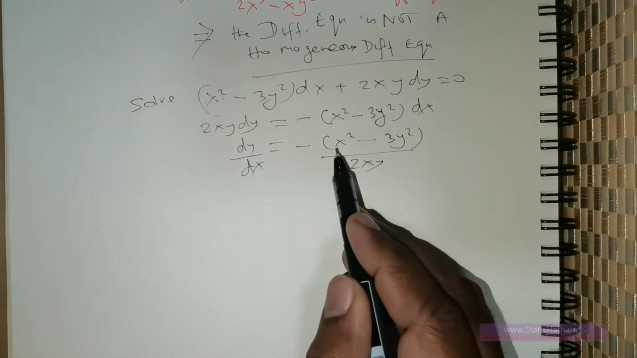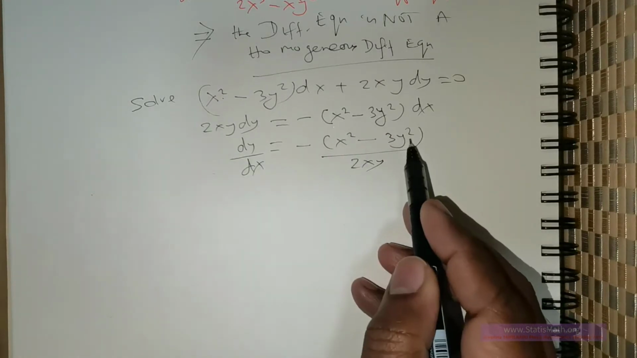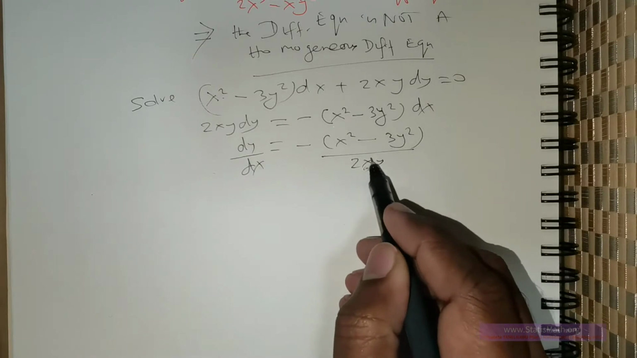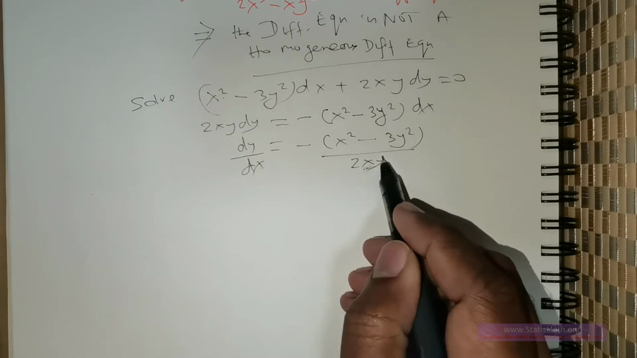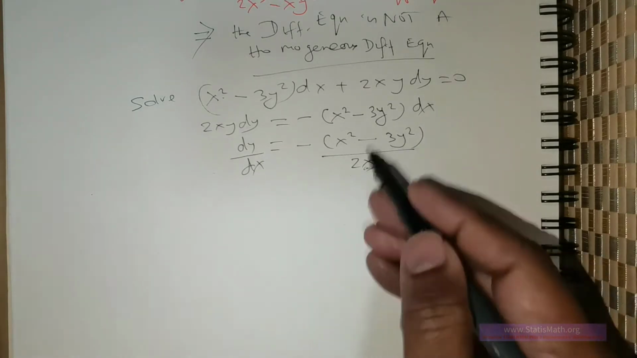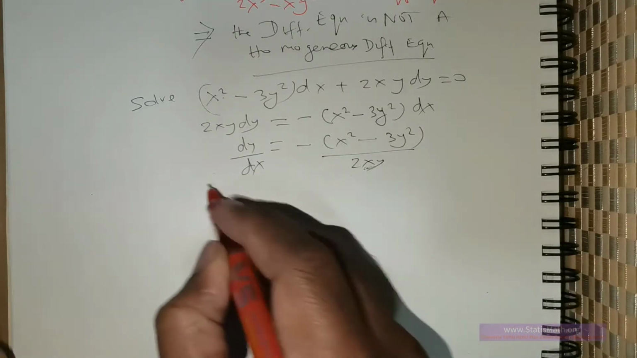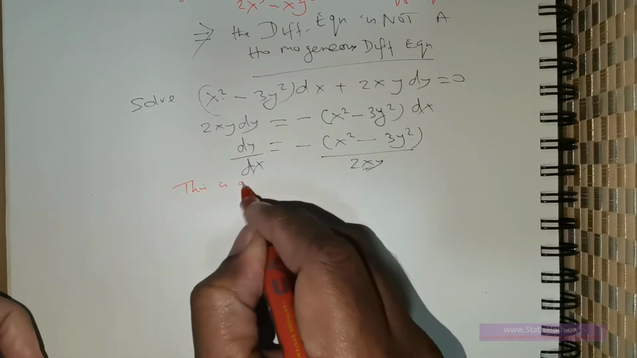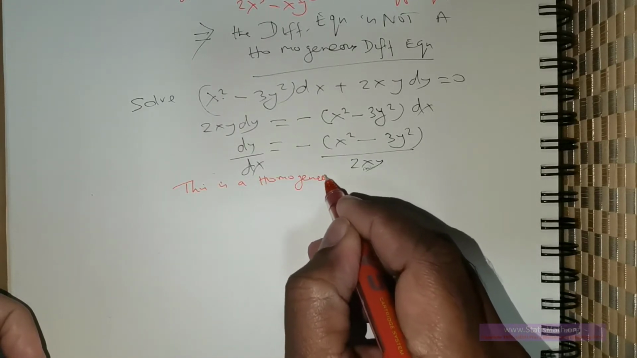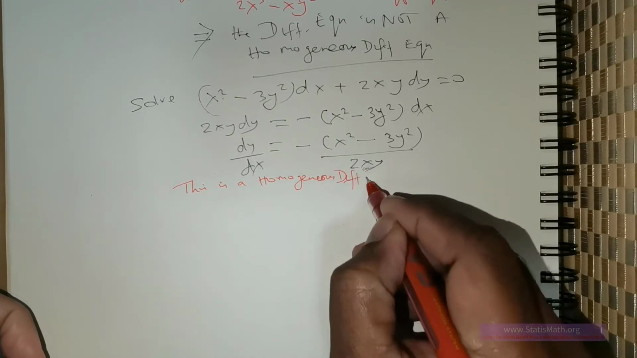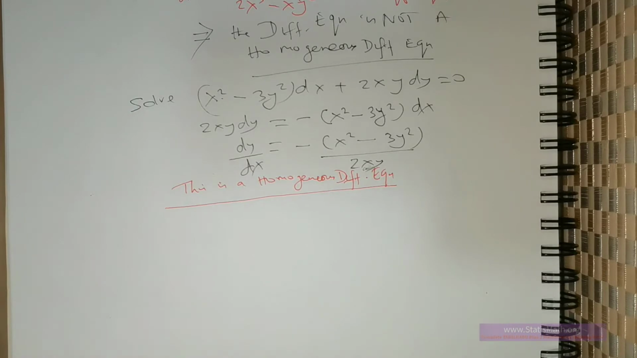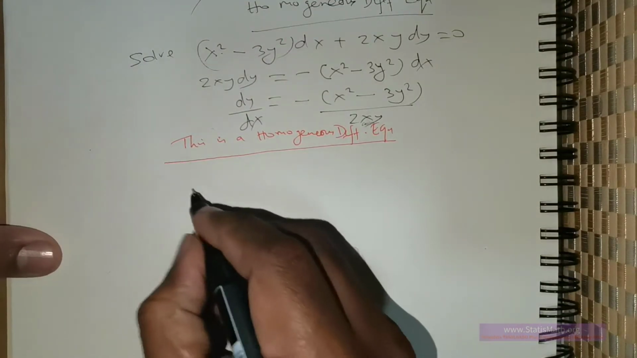Now clearly this is homogeneous. The degree of x is 2, the degree of y is 2, so the total degree is 2. The denominator, the degree of x is 1, the degree of y is 1, so 2. So we add up these degrees, it again gives us 2. So this is a homogeneous differential equation.